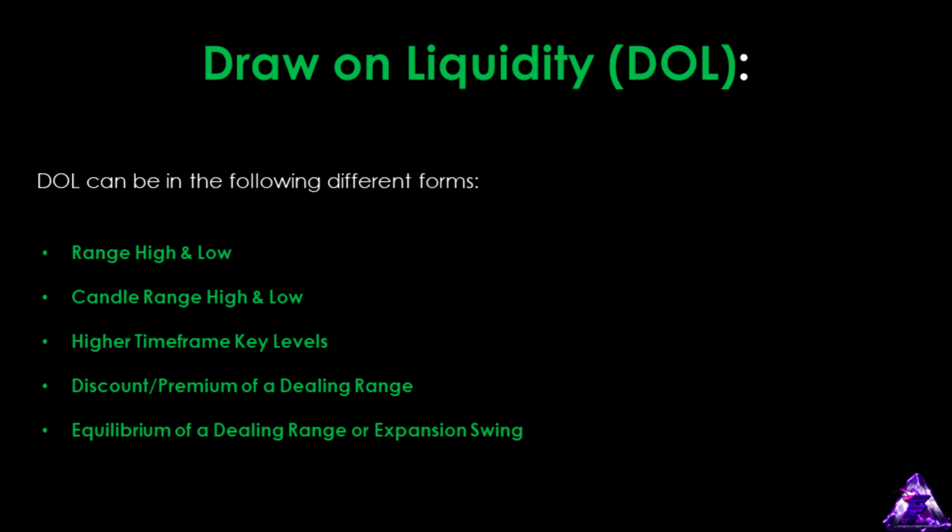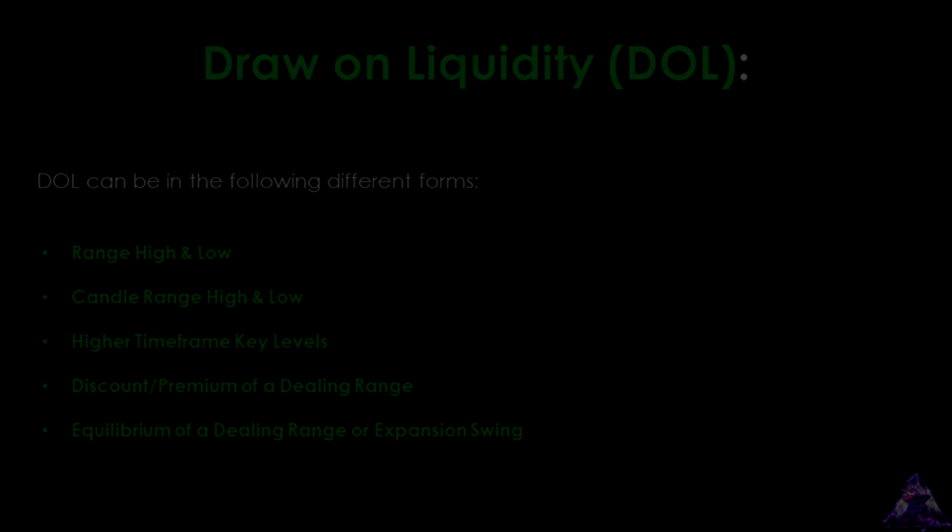This approach refines your draw on liquidity. In a bearish order flow, the premium region would serve as your short-term draw on liquidity, while the discount region serves as your long-term draw on liquidity.